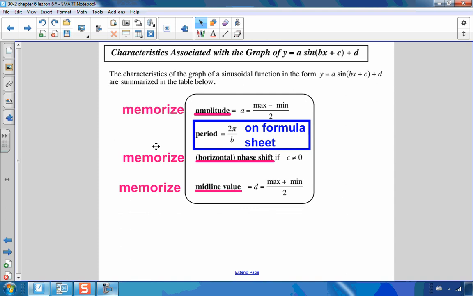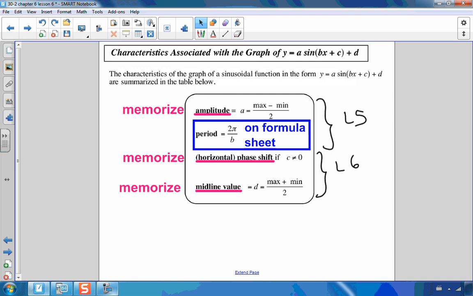So looking at all of the equations here, we have amplitude, which we had last time, and period, which we had last time. So the a and the b values were in lesson number 5. These are in lesson number 6. Now, notice the only equation that's on your formula sheet is in the blue box there, the period. Period is 2 pi divided by b. The other values you want to memorize.